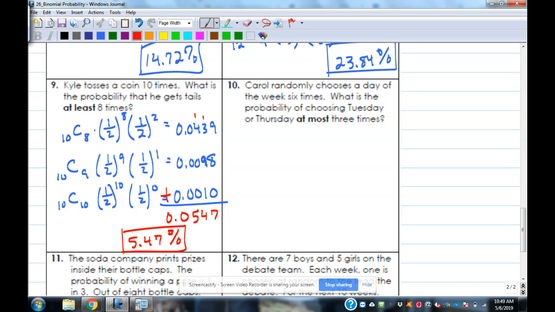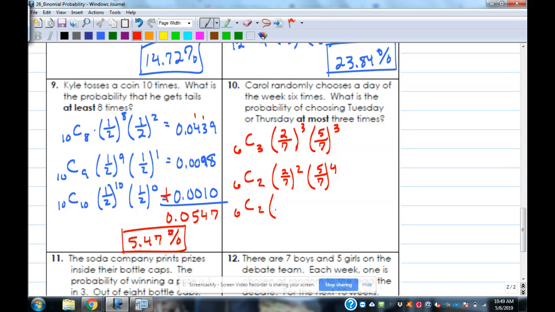So 6 times, that's the trials, 3 times. What's the probability of picking a Tuesday or a Thursday? 2 out of 7 to the third power. Then 5 out of 7 to the third power. And then we're going to do the same thing, 6 combination 2, because we're going at most, so we're going to go lower. So that'd be 2 out of 7 to the second power, 5 out of 7 to the fourth power. 6 combination 2, 2 out of 7 to the first power, 5 out of 7 to the fifth power.